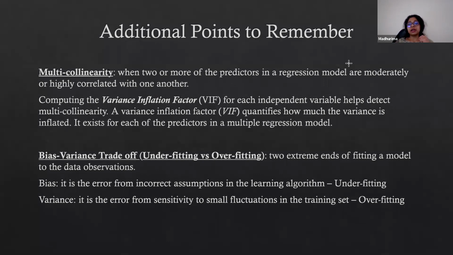So multicollinearity is when two or more predictors in our regression models are in any way related to each other. For example, in our data set, let's say if temperature and solar radiation are highly correlated, then that is going to have a significant impact on our prediction. And we do not want that. We want all our predictors to be uncorrelated with each other.